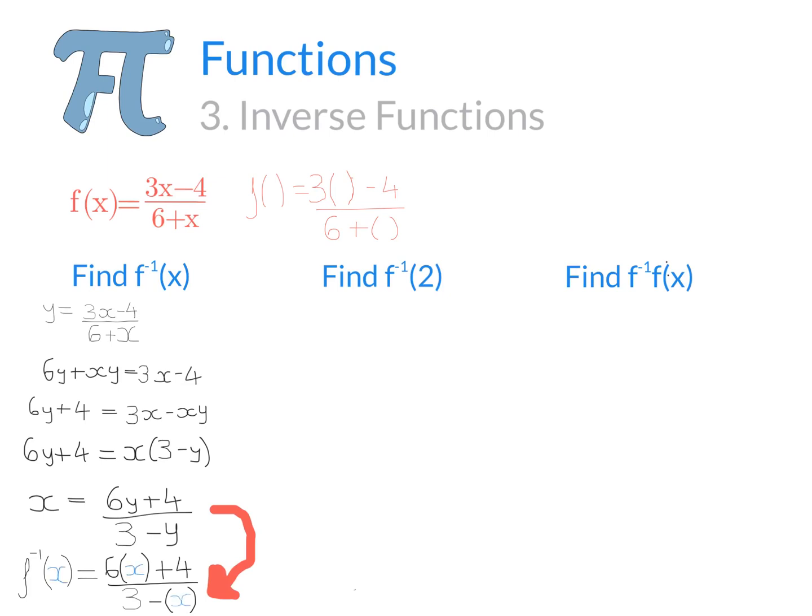The next question is quick. Since we have already worked out the inverse function, we can just input 2 into it, and we get our answer.